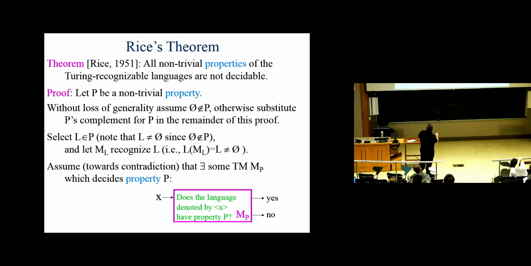Okay, so pick some language in P then that's not the empty language, because P is a non-trivial property, so it's not the empty set, and it's not all of the recognizable languages. So there's some language in there that's not the empty language, because we already said the empty language ain't there.